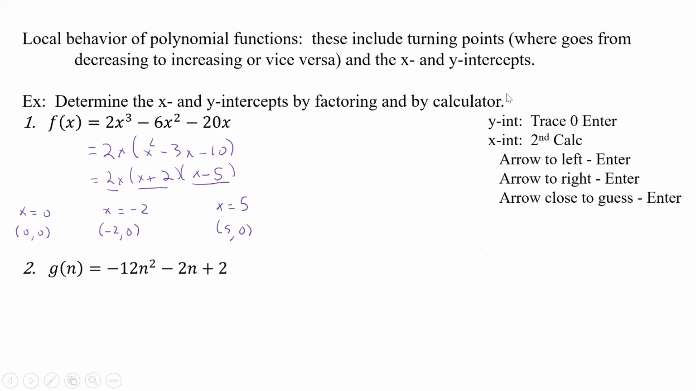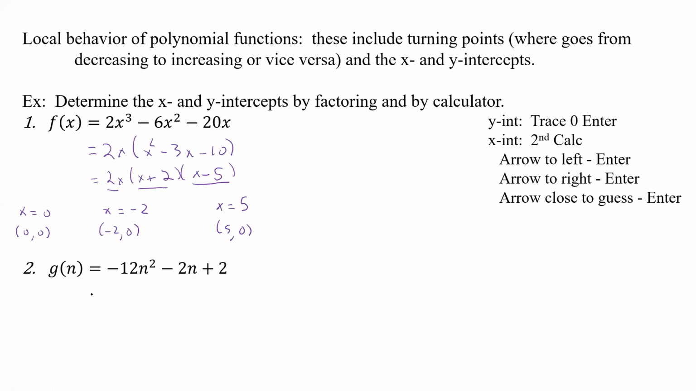And so when I was talking about those turning points, those were the two turning points. We had one that was going up and then one that was coming down. We found our three x-intercepts, and then the one which is also the y-intercept. And we got all of that just from the equation of the polynomial.